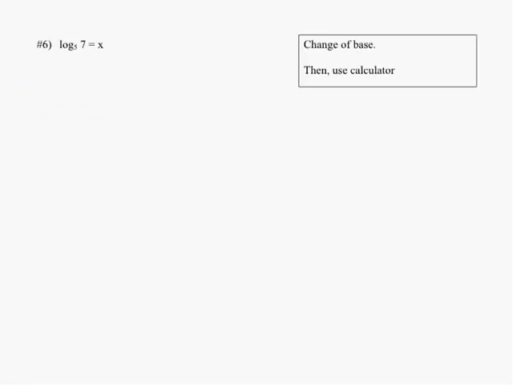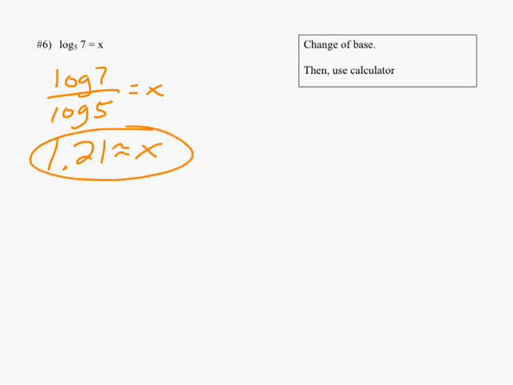Number 6, if you just simply use the change of base rule, you get common log of 7 divided by common log of 5. Put that in your calculator, and you're going to get 1.21. You only need interval notation if it's a less than or a greater than problem.